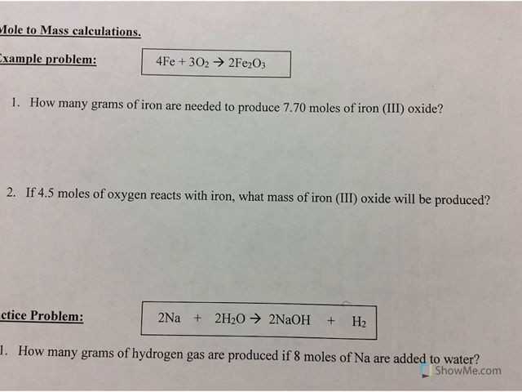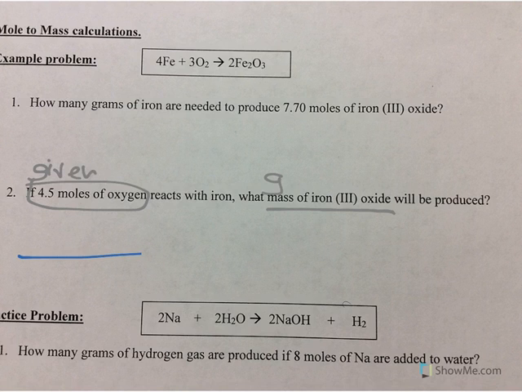Okay? Number 2 says, if 4.5 moles of oxygen reacts with iron, what mass of iron 3 oxide will be produced? We got the word mass. Mass is grams. So label that guy grams, and then label this guy over here the given. Okay, let's go ahead and set up our grid.